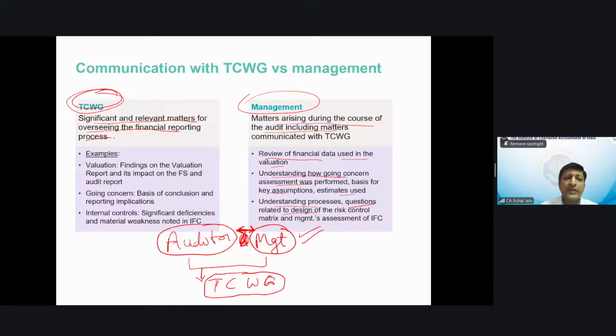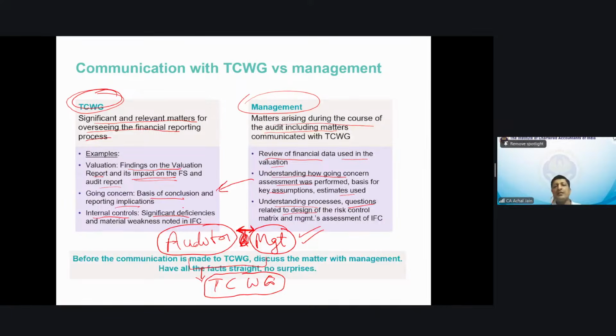So when you talk about valuation, findings on the valuation report, its impact on financial statements and the audit report. When you talk about going concern, for example, basis of conclusion, reporting implications. If you talk about internal control, significant deficiencies and the material weaknesses. So you're not getting into the complete process. That's where you become selective.